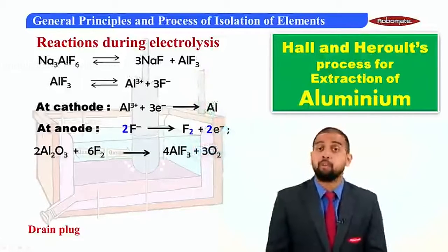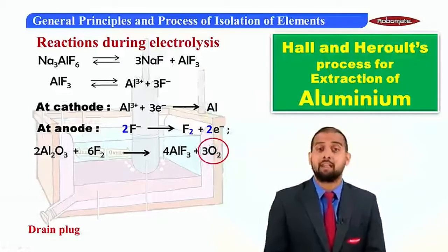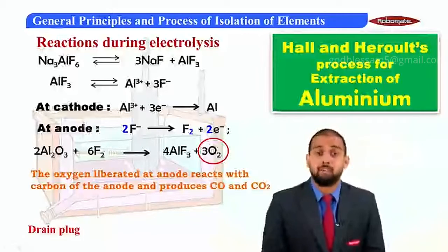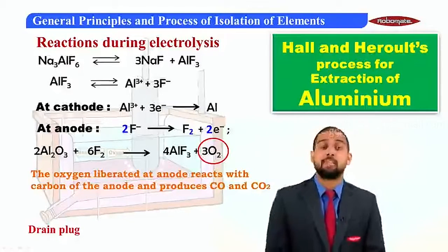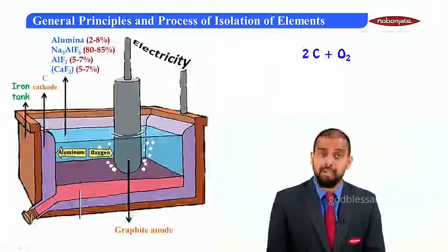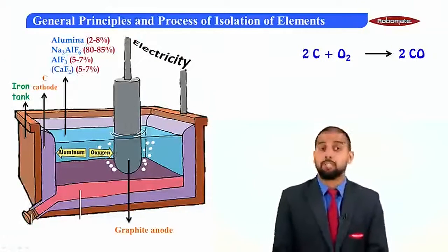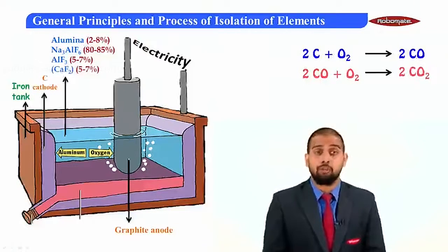But the point that we need to notice over here is oxygen is liberated at anode, and anode is made up of carbon, that is graphite. So what can happen is, this oxygen can react with the carbon and they may lead to the formation of carbon monoxide and carbon dioxide according to the following reaction. So C plus O2 can give us carbon monoxide, which is a poisonous gas which can react with excess of oxygen and they can lead to the formation of carbon dioxide.